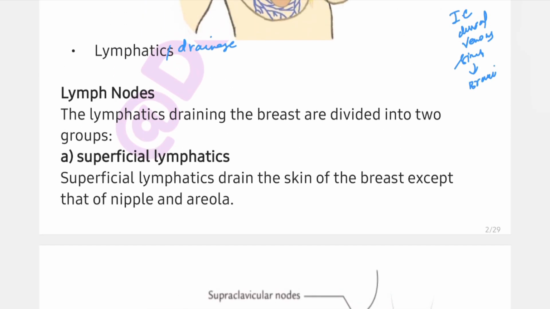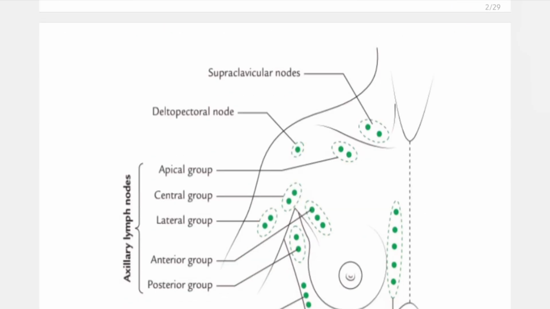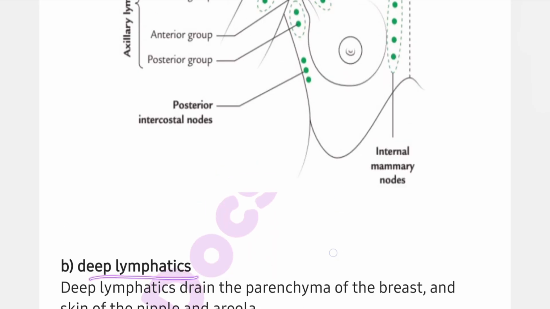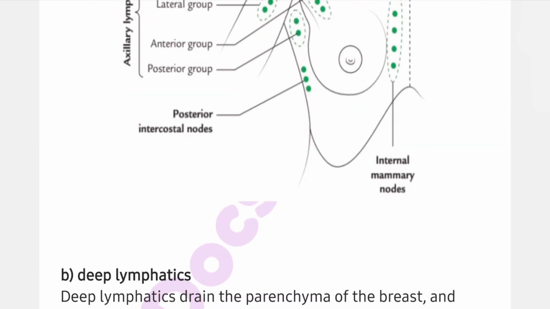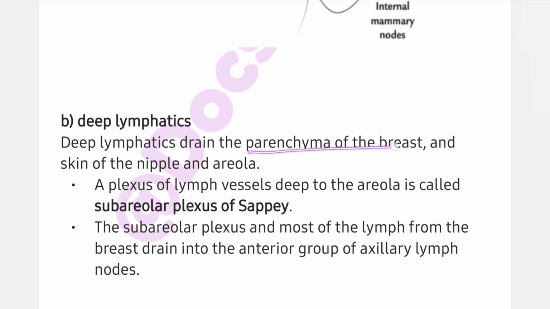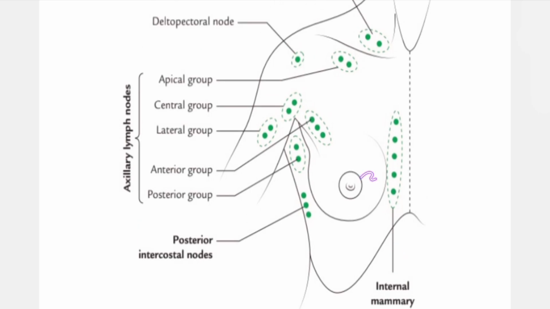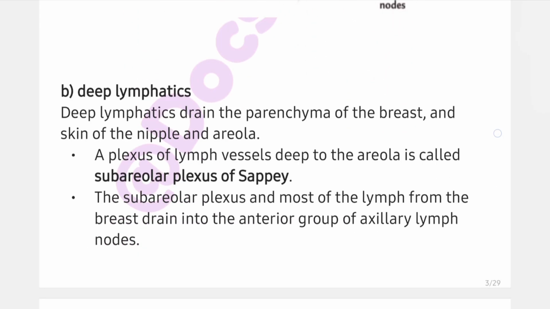Let's go into lymphatics. You have superficial lymphatics and you have deep lymphatics. This superficial lymphatics drains the skin of breast except nipple and areola. Remember, it drains the skin of breast except nipple and areola. Deep lymphatics drains the parenchyma of breast along with the skin of nipple and areola. Beneath areola, you have a lymphatic plexus that is known as the subareolar plexus of Sappey. It will drain lymph from here and go and drain into the anterior group of axillary lymph nodes.